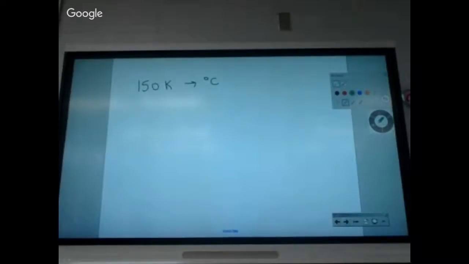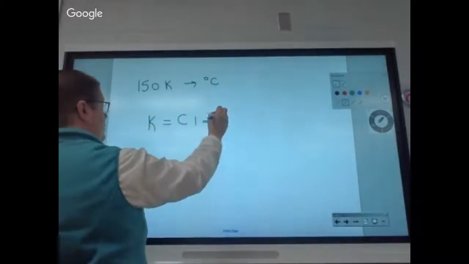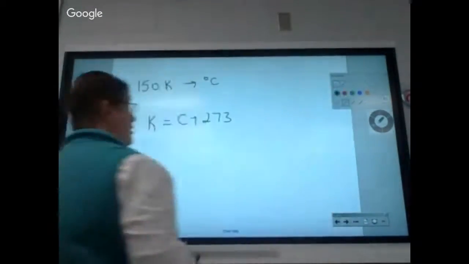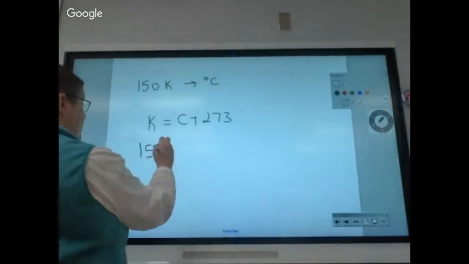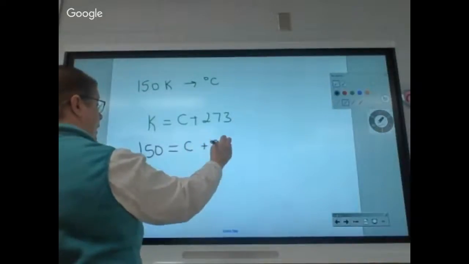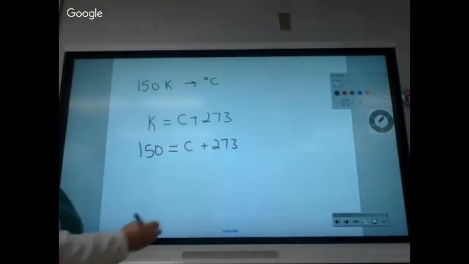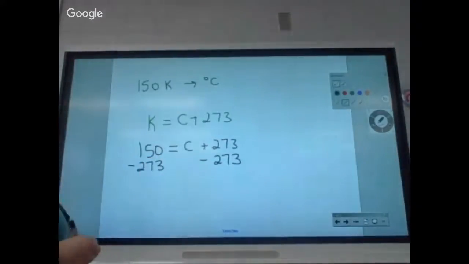So if we have 150 Kelvin and we want to go to Celsius, which formula would allow us to do that? The first formula or the second formula? The first one. Okay? So K equals C plus 273. All right, nice and easy. We have Kelvin, so we're going to put it in for which letter? Okay. We need to find C. And you guys are all math wizards. You all know to do what? Subtract 273. It really is that easy. Subtract 273.